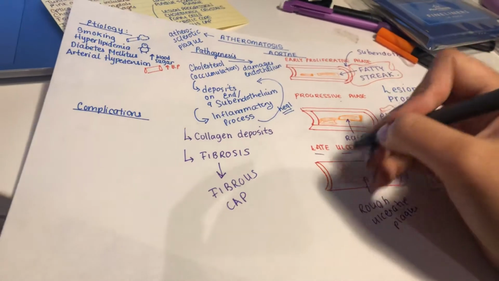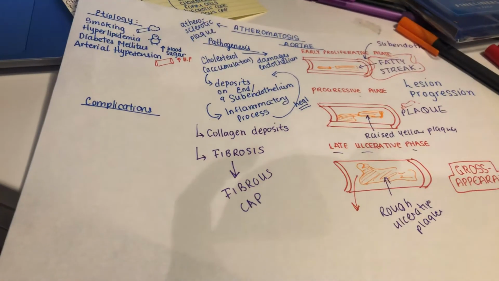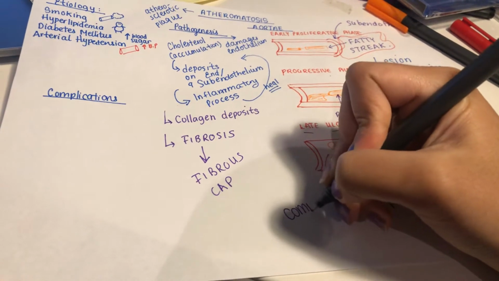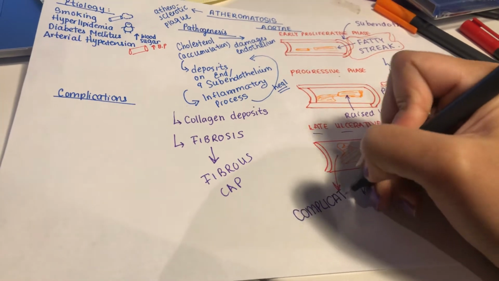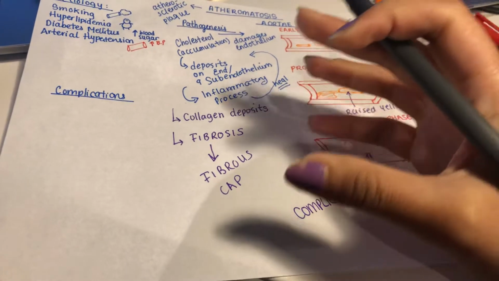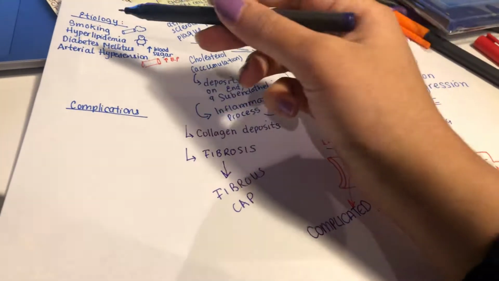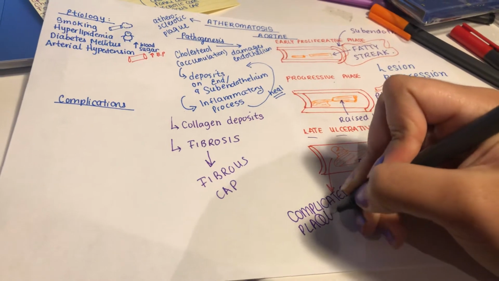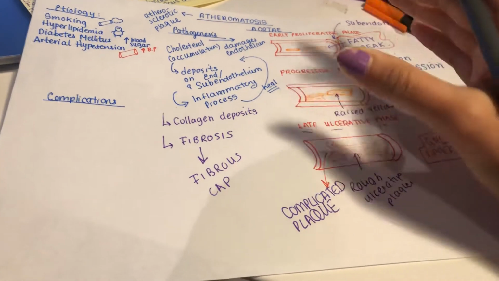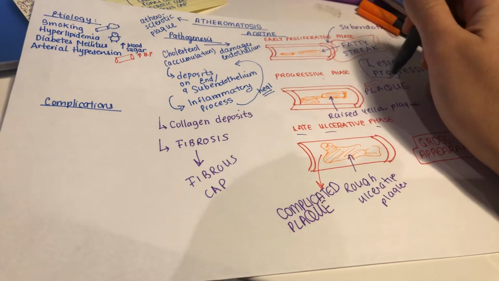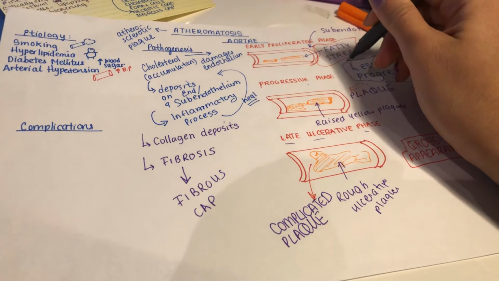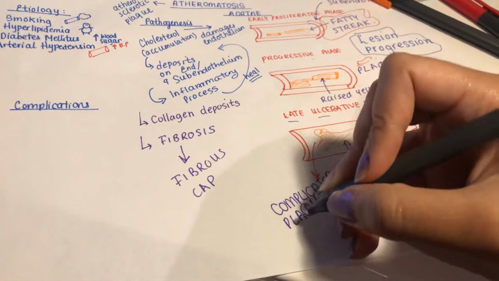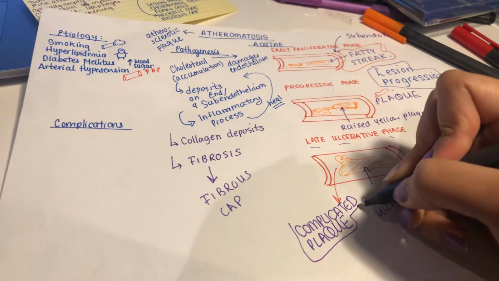And actually, this can cause the formation of something called a complicated plaque. A complicated plaque arises once cholesterol accumulates due to a high lipid diet and deposits onto the subendothelium, and it undergoes progressive lesion progression. Initially, it's just a fatty streak, and then it becomes raised and becomes a plaque. It can form a complicated plaque. And what exactly is a complicated plaque?